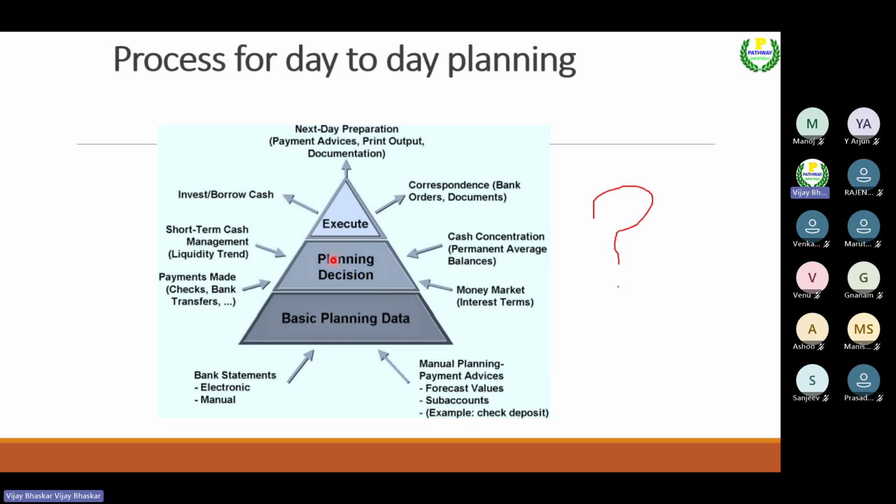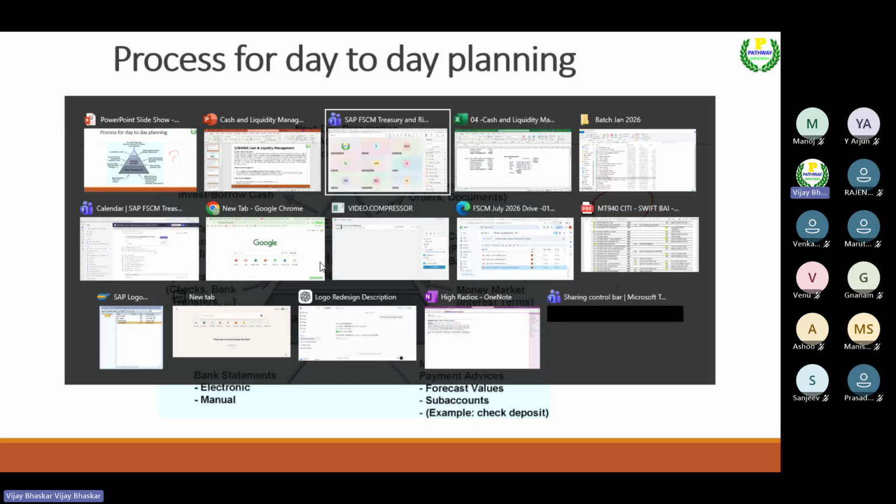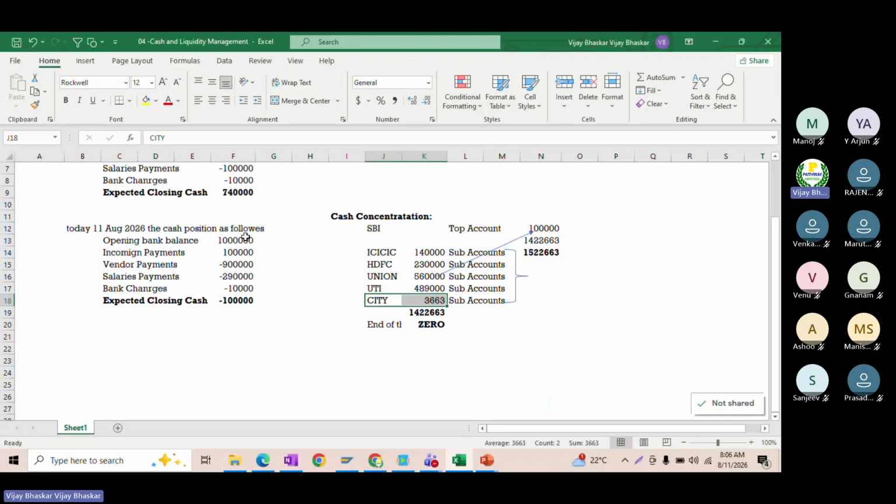The moment management arrives at this stage, the next step is to execute: correspondence, bank orders, and documents, and invest or borrow the cash. So the final outcome of the planning is this: in the example I have given here, if you would have done the planning yesterday, for example on 10th of August, what would be the situation here?